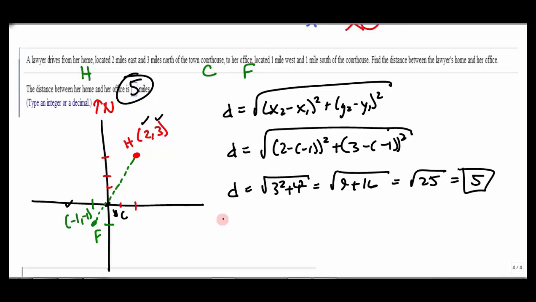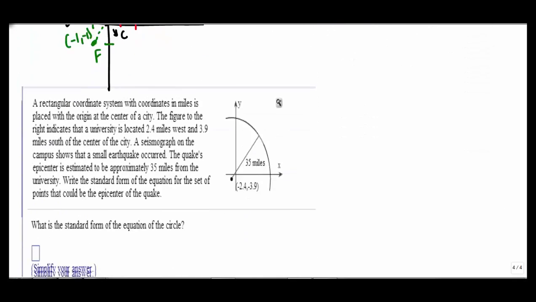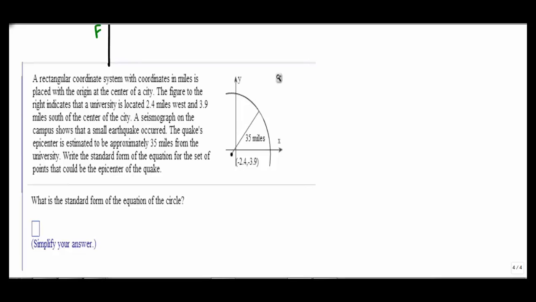Now a lot of these problems seem a lot more complicated than they actually are because of all the wording that goes with it. But if you can cut through the wording and figure out the basic pieces of information that you know, and use a picture if one is provided, they're really not too bad. So this one says, what is the standard form of the equation of the circle?